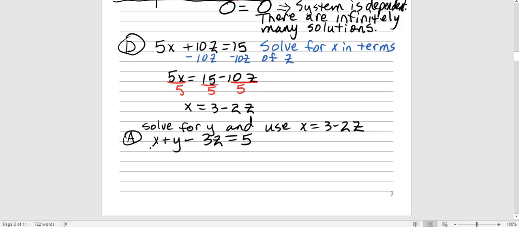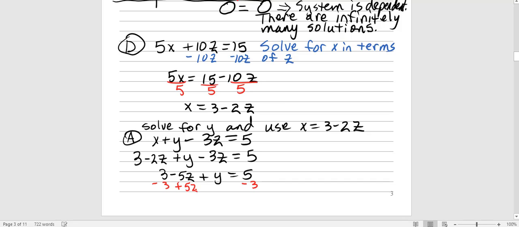So I am going to replace x with 3 minus 2z. And once I do that, I now want to solve for y. So minus 2z minus 3z is minus 5z. So I am going to subtract 3 from both sides of the equation, and I'm going to add 5z to both sides of the equation.